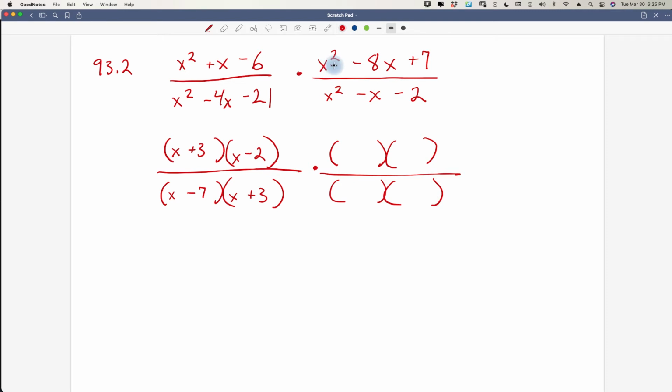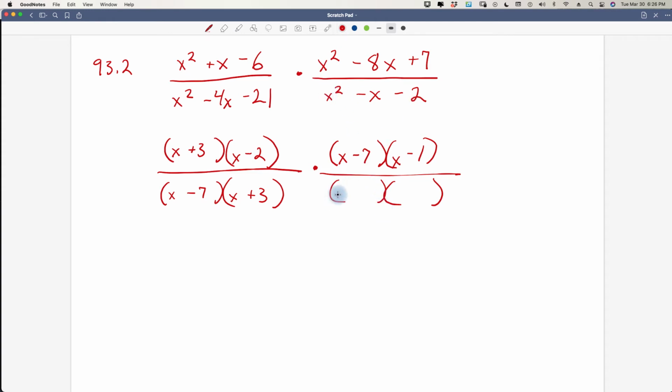All right, so we have x squared, so x times x. We have a positive 7, but a -8. Well, a negative times a negative is a positive. So if we have -7 times -1, combined, that is a -8. So those are what our factors are, not our answer.